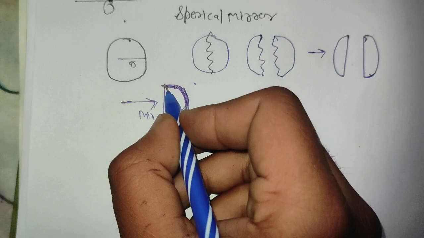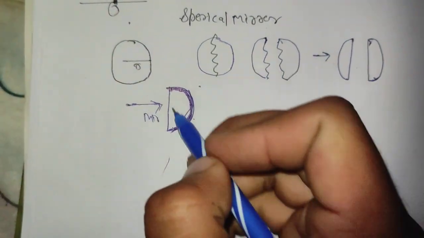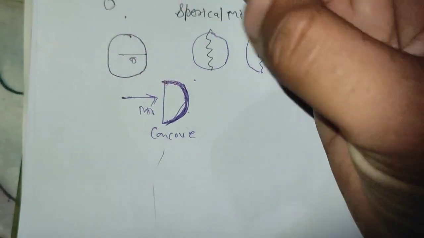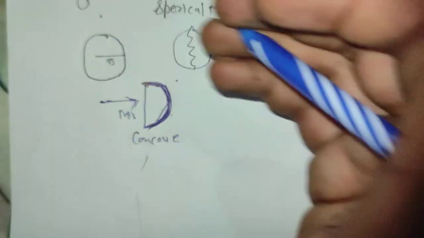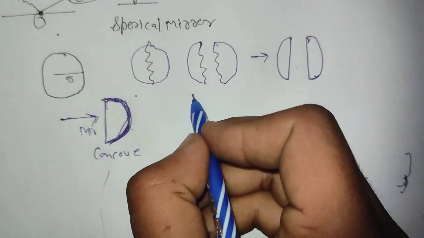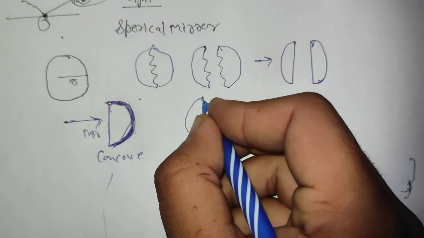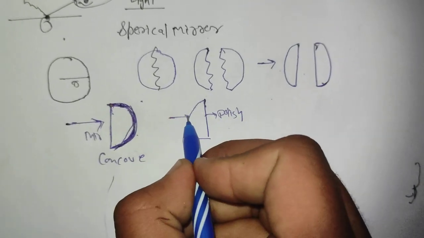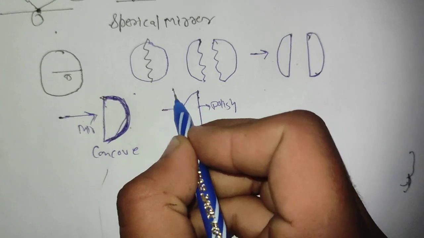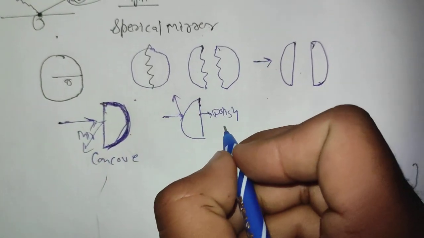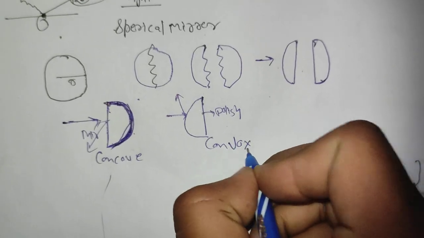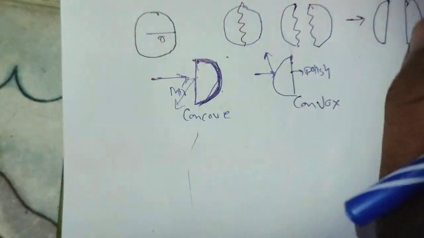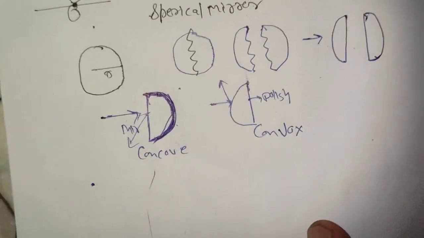So this side, the mirror is in this direction, like a cave, so it is called concave because it is a cave type of structure. In the second case, the polished area is this, so this area acts as the mirror that reflects the light. So it is called a convex mirror. When we split the sphere, it converts into two parts, concave and convex.